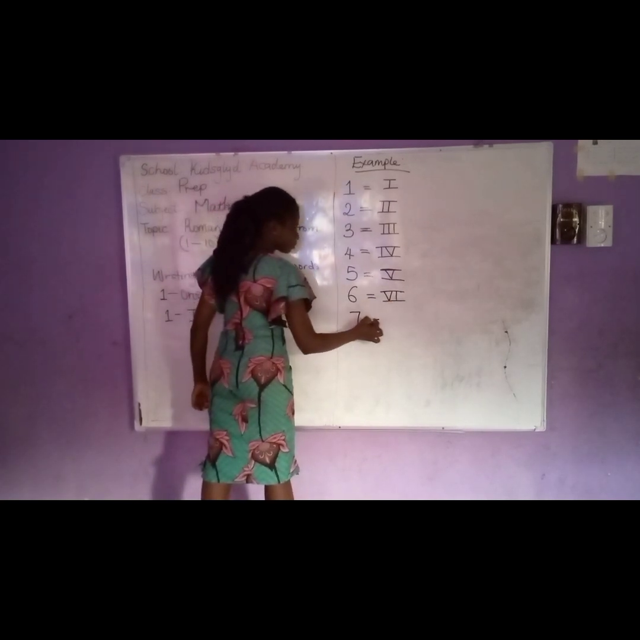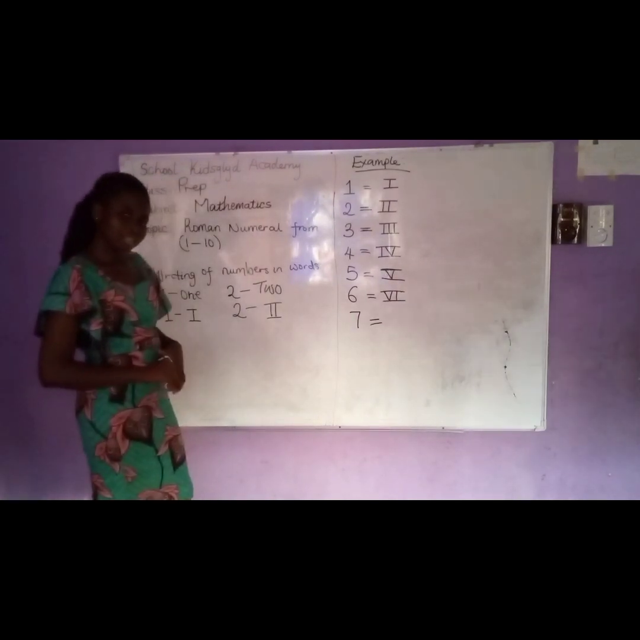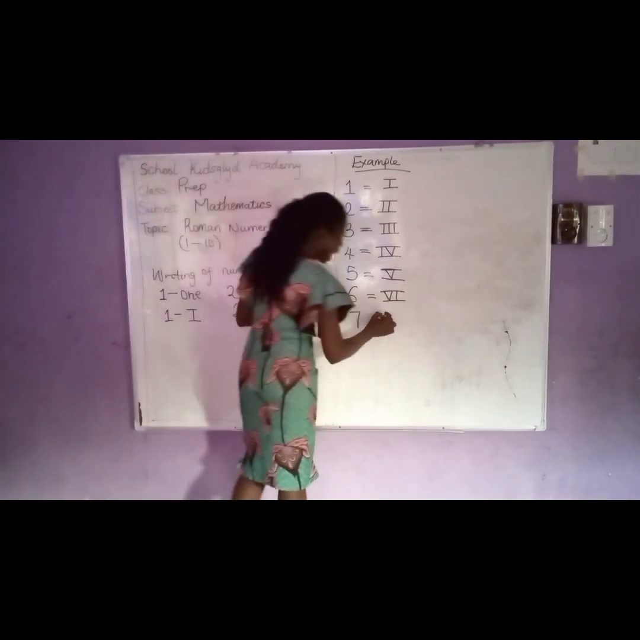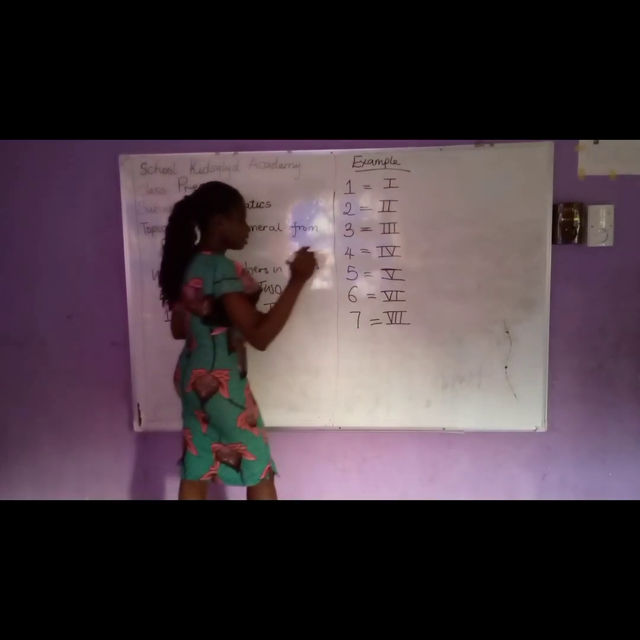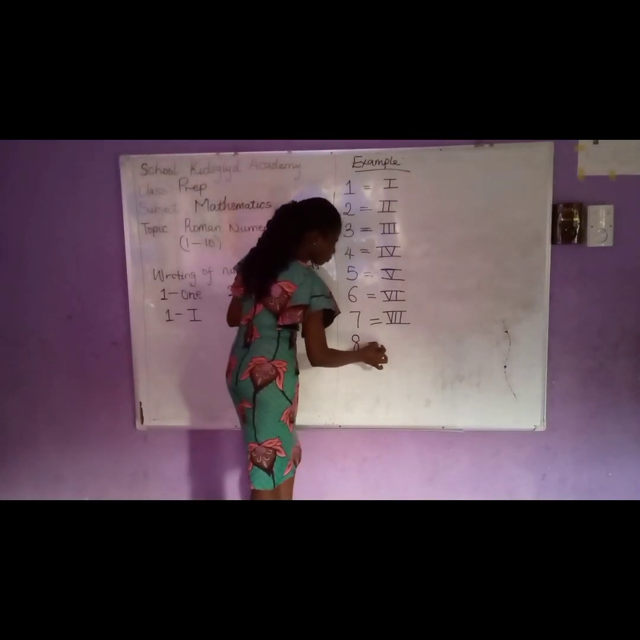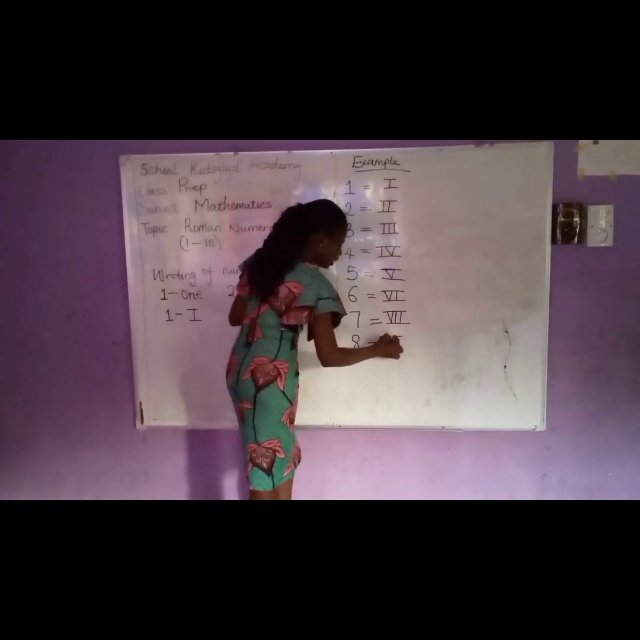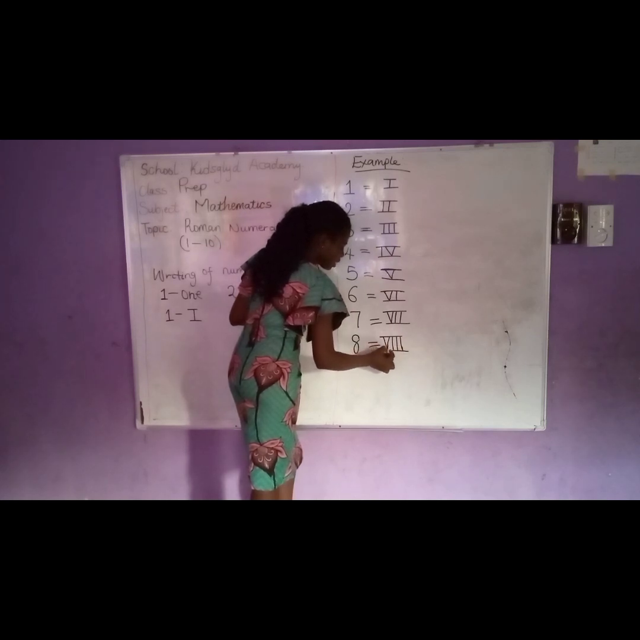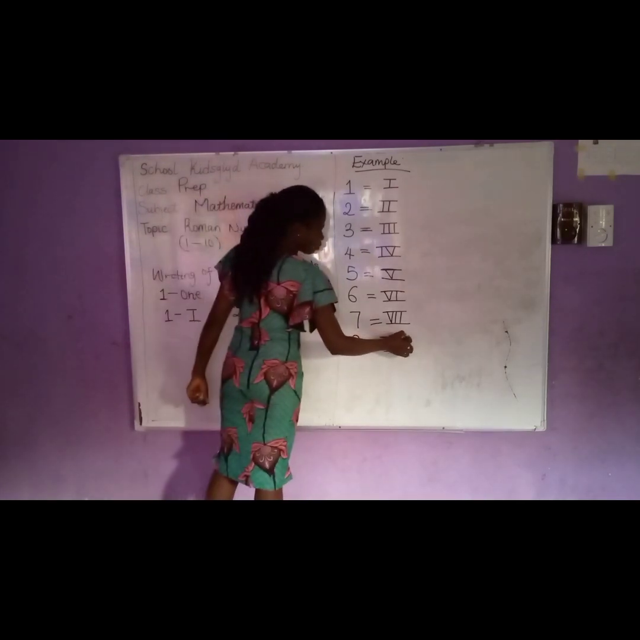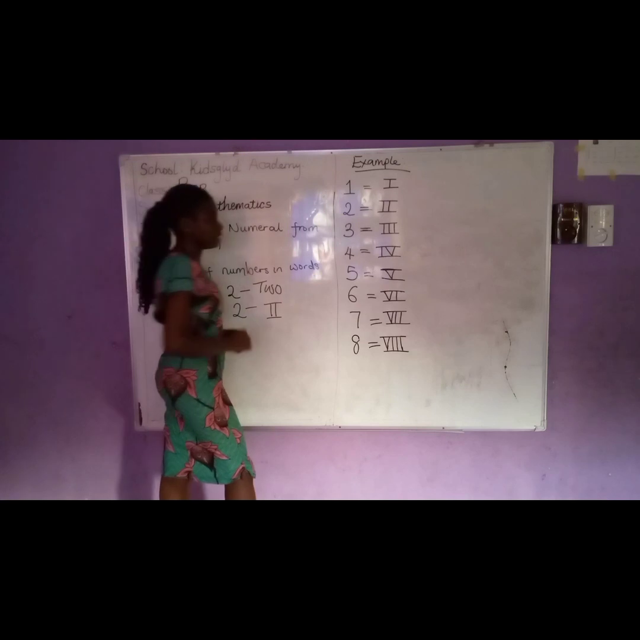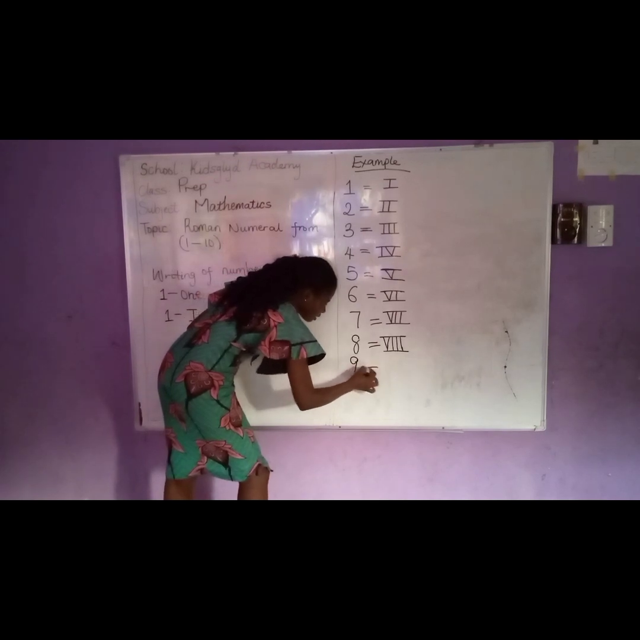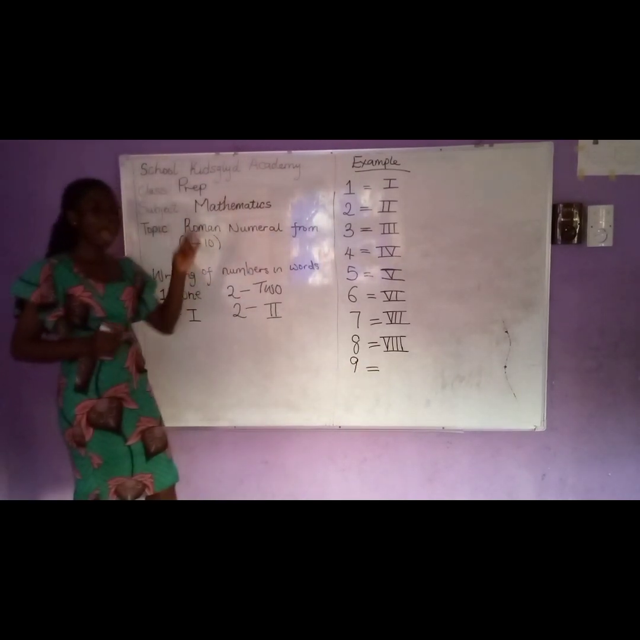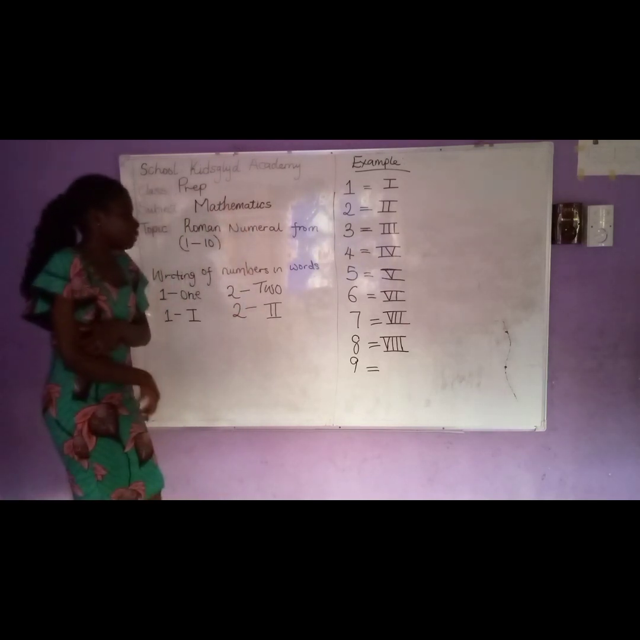Now we have seven. Seven is what? Amazing! VII. Beautiful. I'm so impressed. VII is what? Seven. And our eight is what? VIII is what? Eight. VIII is what? Eight. Beautiful. This is amazing. And the next one, nine. Somebody would say nine is what? VIIII. Four I's with V makes it nine.